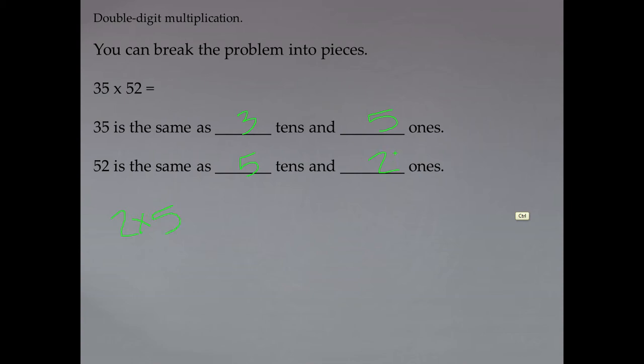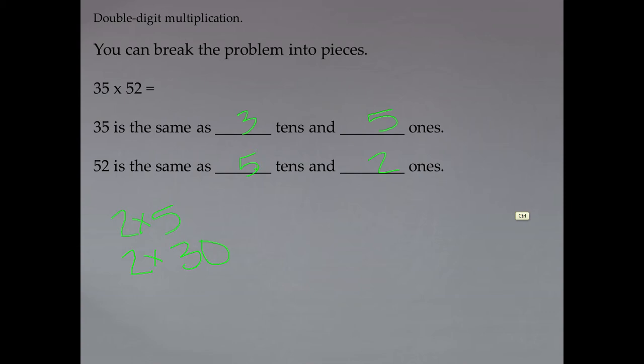Then I'm going to look over here. I need to make sure that I'm multiplying all my numbers together. So I need to make sure that my 2 ones also multiply my 3 tens. Well, if my 2 ones are multiplying 3 tens, I write that like 30. So I've made sure that my 2 multiplied both my 5 ones and my 3 tens. Now I need to make sure my 5 tens multiply both my 5 ones and my 3 tens.